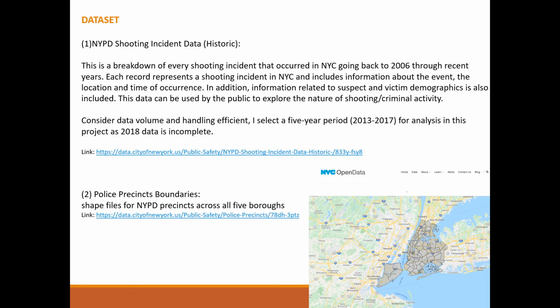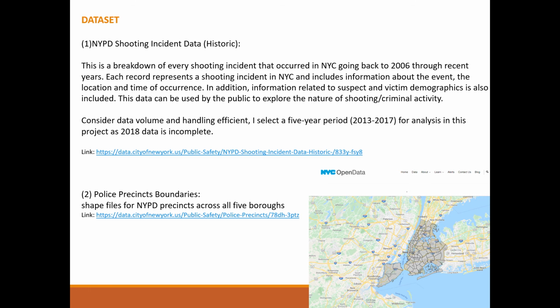I acquired my dataset from the New York Police Department. It is historic shooting incident data from 2006. Each record represents a shooting incident in New York City and includes information about the event, the location, and the time of occurrence. In addition, information related to suspect and victim demographics is also included. This data can be used by the public to explore the nature of shootings and criminal activity. Considering the data volume and for efficiency, I selected a 5-year period, 2013 to 2017, for analysis in this project, because the 2018 data is incomplete.